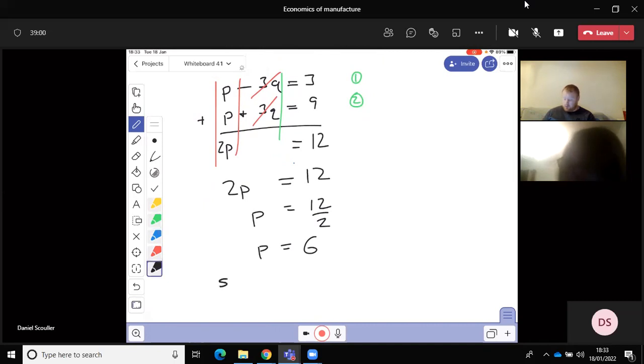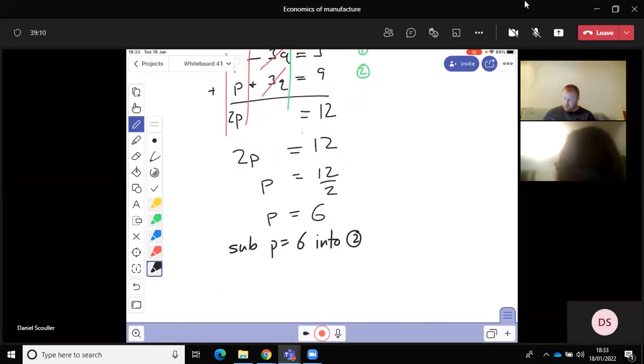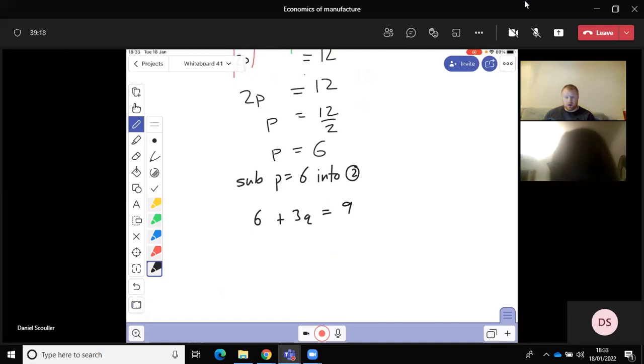Okay, so that'll be 6 plus 3q is equal to 9. Okay, so it's just gone in place where that letter P is. Okay, so remember, it doesn't always have to be X and Y. These letters are just unknown variables. X and Y is just what we're used to because that's what we use for graphs when we don't know anything else. Okay, 6 plus 3q equals 9.